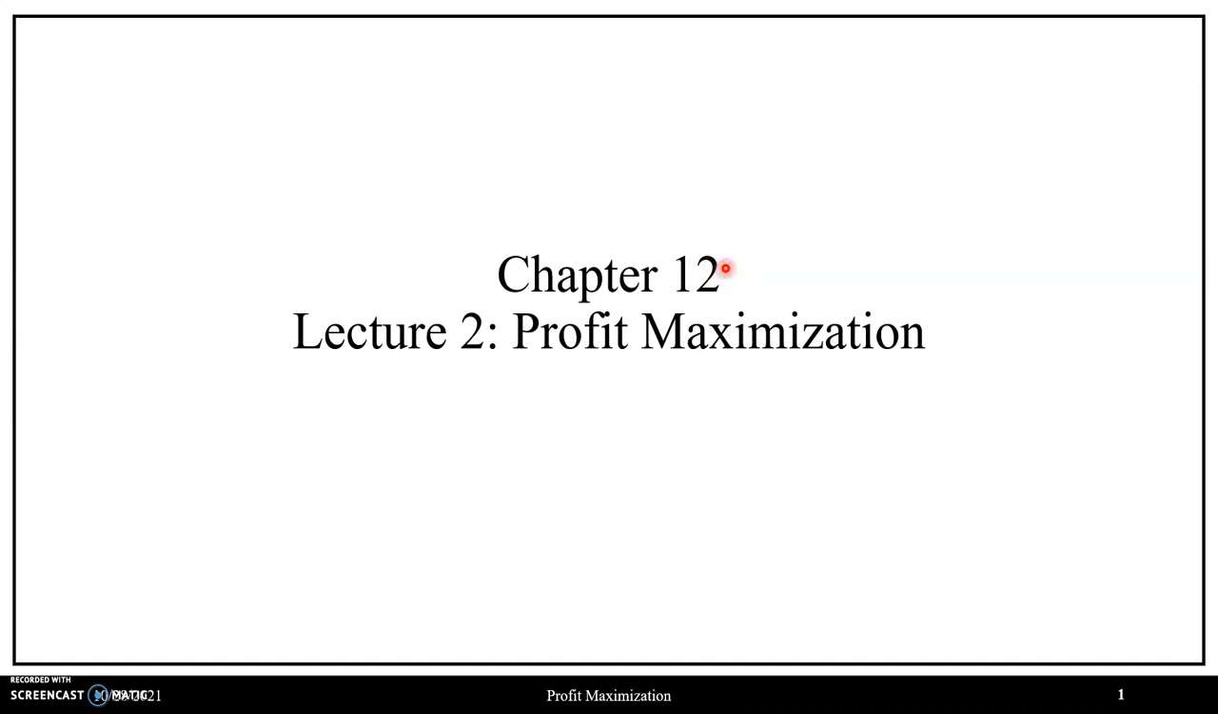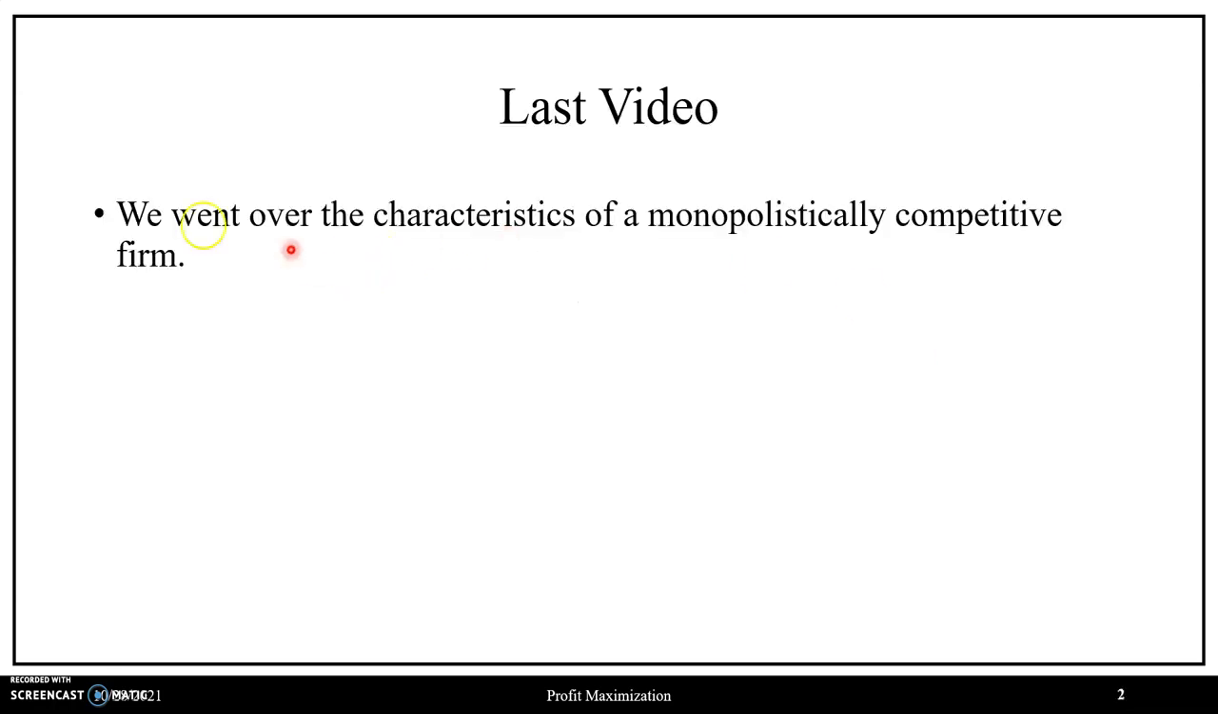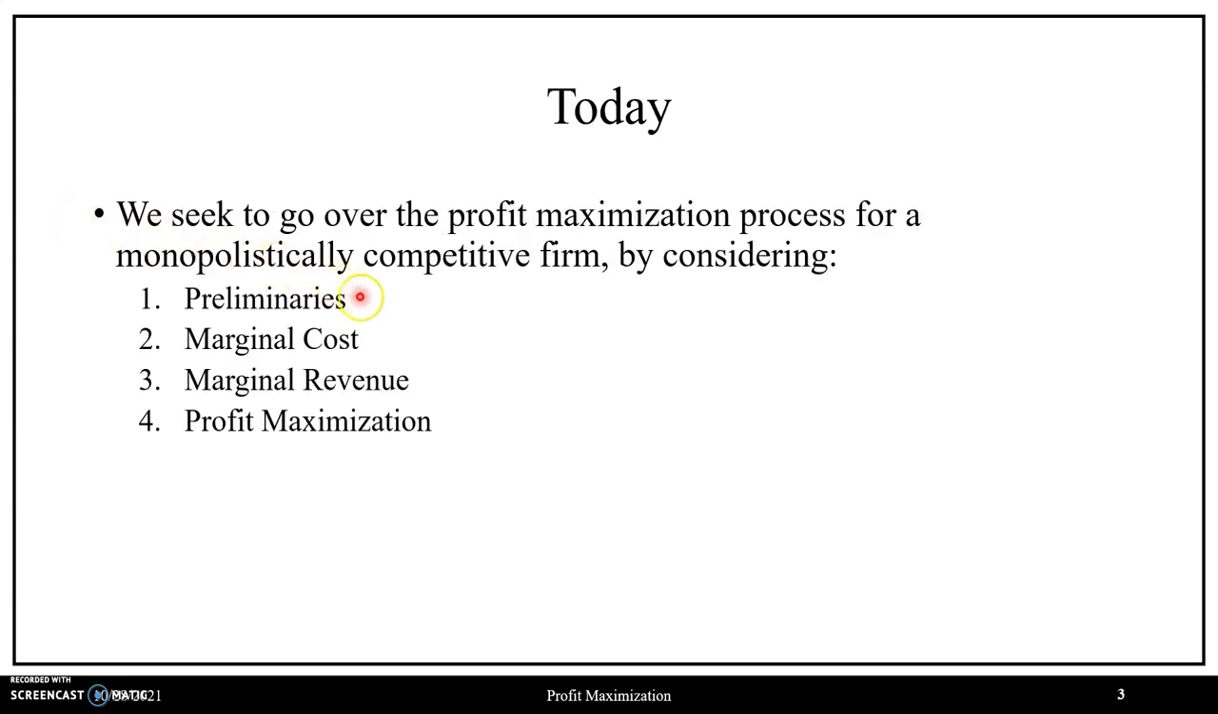In this video, we continue our discussion on Chapter 12, in which we go over the profit maximization process for a monopolistically competitive firm. In our last video, we went over the characteristics of the monopolistically competitive market structure. In today's video, we seek to use that information to go over some preliminaries to discuss marginal cost, as well as marginal revenue, and conclude with the profit maximization process for a firm in the monopolistically competitive market structure.